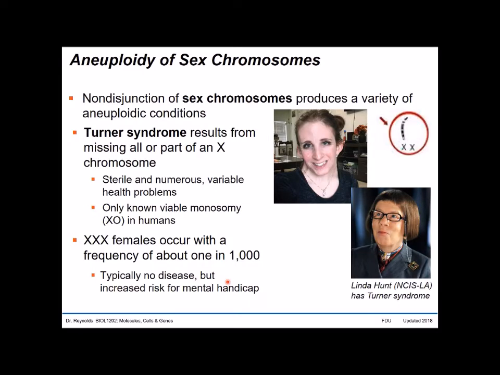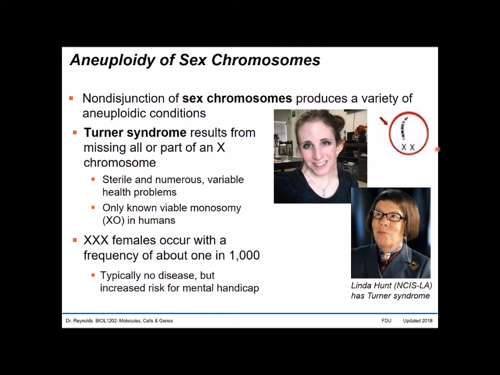Now we're going to talk about non-disjunction of sex chromosomes and the possible conditions that can result. Turner syndrome, which is also known as monosomy X, is the only viable monosomy in humans. Linda Hunt is an example of a woman who has Turner syndrome. She has only a single copy of the X chromosome. Others may have part of an X chromosome, okay? So it can be all or part of a missing X chromosome that makes Turner syndrome. That tends to form this webbing on the neck here, which appears like a thicker neck.